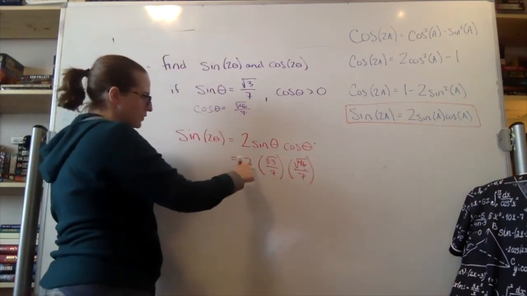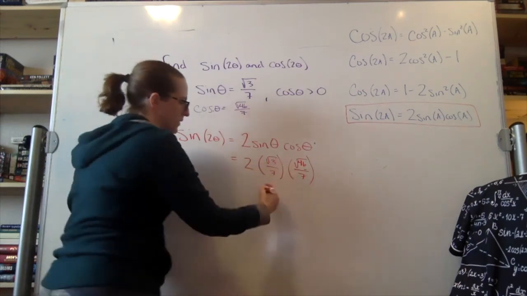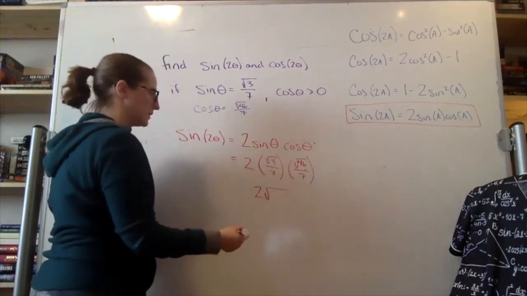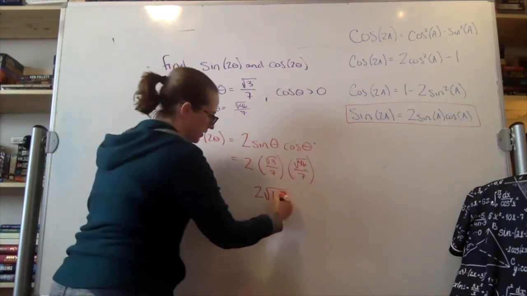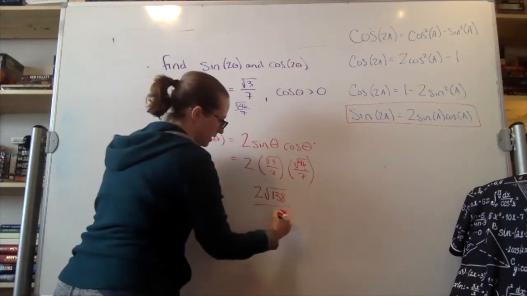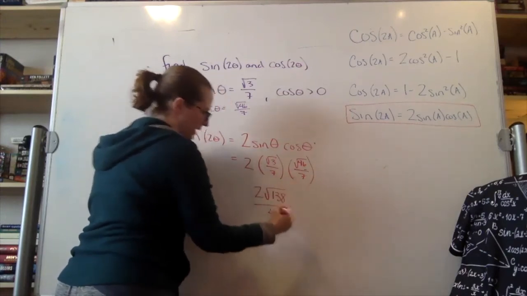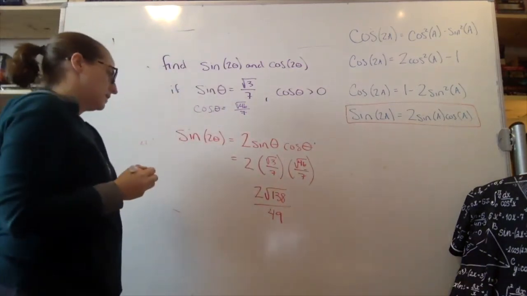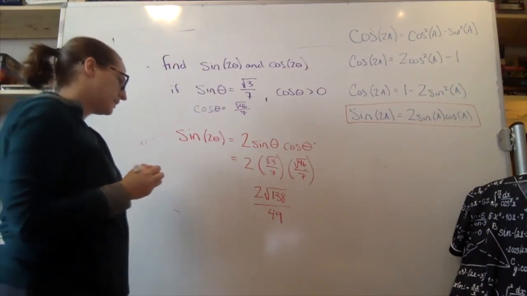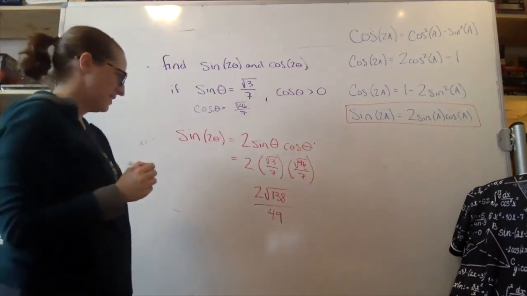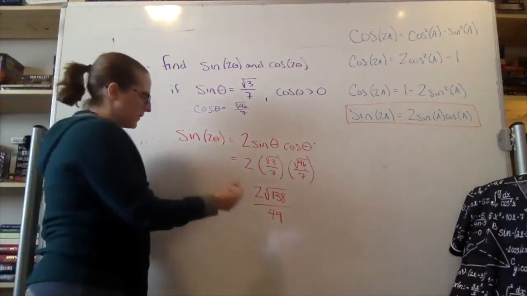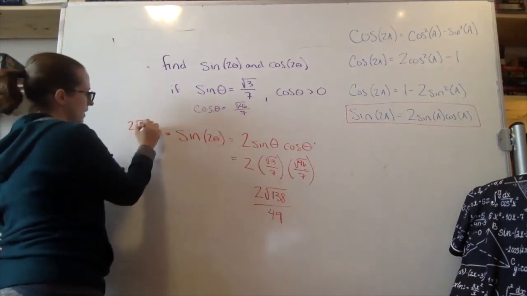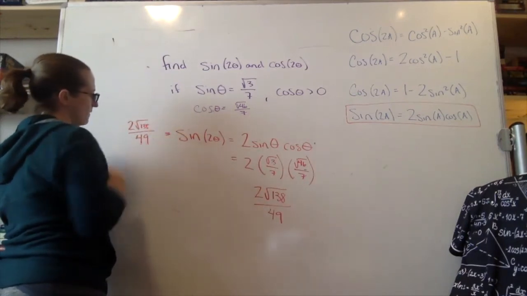When we multiply fractions, we multiply numerators. 2 times square root of 3 times square root of 46 is 2 square root of 3 times 46, which is 138, over 7 times 7, which is 49. Let's make sure we can't simplify the square root of 138. 138 is 2 times 69. Neither one of those is a perfect square, so this is going to be our answer. Sine of 2 theta is going to equal 2 square root of 138 over 49.